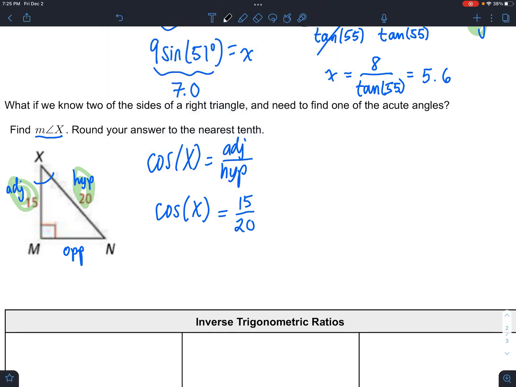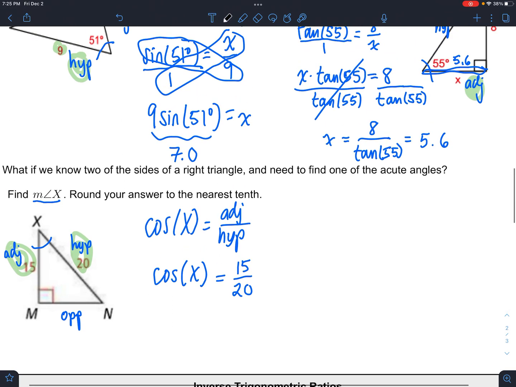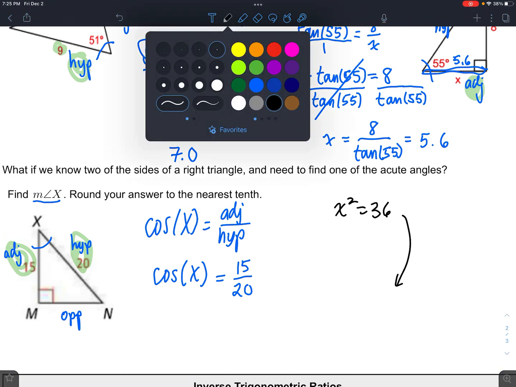Okay. So we're at kind of a weird spot right here. You could say, oh, let's cross multiply. But there's no x in the fraction that you could solve for. The x is stuck in the cosine. So what I'm going to ask you is, how did we solve this? What did we do to solve this equation with the Pythagorean theorem? We took a square root.